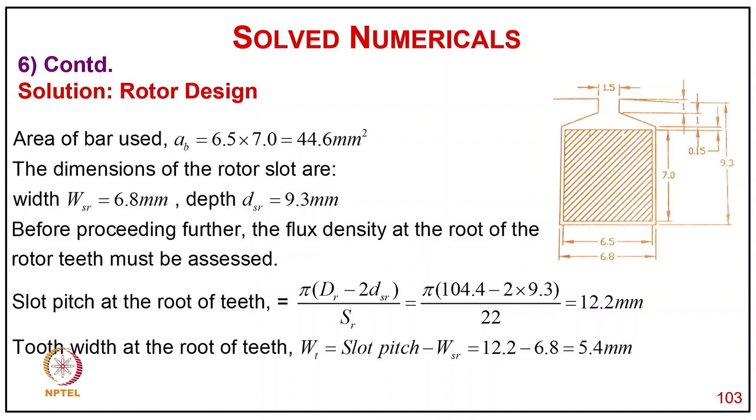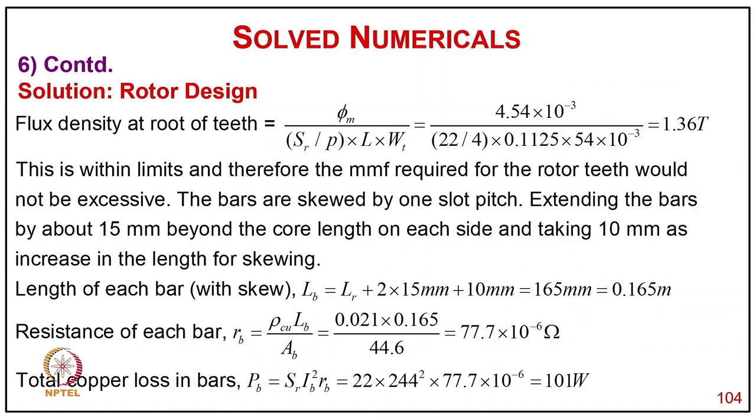So the dimensions of the rotor slot are: width of the slot WSR equal to 6.8 millimeter and depth DSR equal to 9.3 millimeter. Before going further, the flux density at the root of the rotor teeth must be assessed. So the slot pitch at the rotor teeth is pi (D minus 2 DSR) by SR. This comes 12.2 millimeter, and the tooth width comes slot pitch minus WSR, that is 5.4 millimeter. So the flux density at the root comes phi m upon SR upon T into L upon WT, it comes 1.36 Tesla, which is within the limit. Therefore, the MMF required for the rotor teeth will not be excessive.